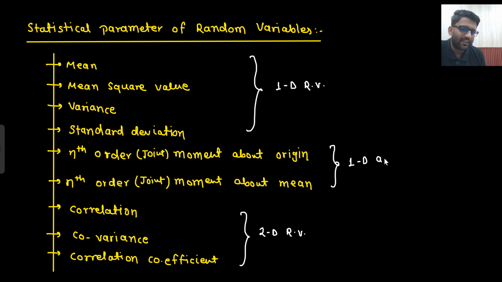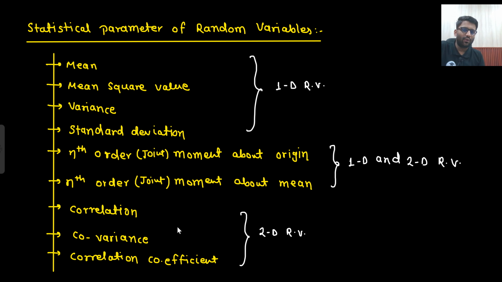We will understand the meaning of each of them one by one. They are very simple. This lecture will be very simple and very straightforward. You will understand every single thing, don't worry about that. So for the nth order moment about origin for random variable x and the nth order joint moment about origin for random variables x and y: if the word joint is coming, it is defined for 2D. If the word joint is not coming, it is defined for 1D.